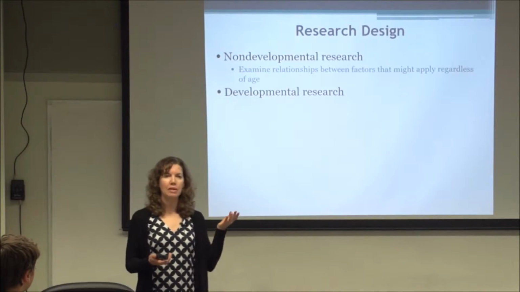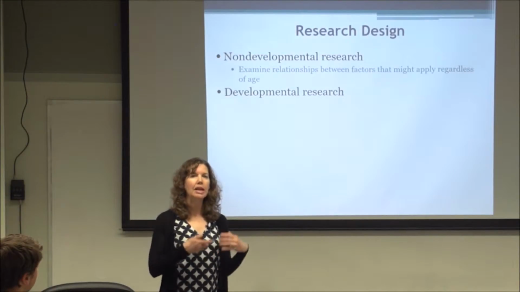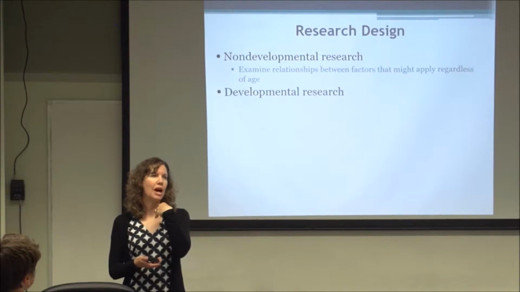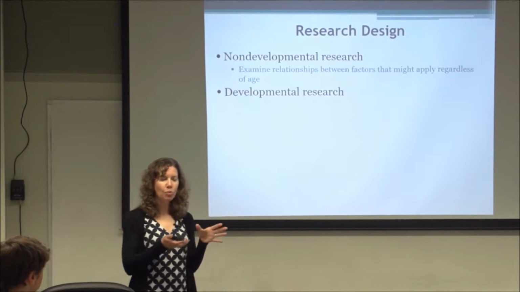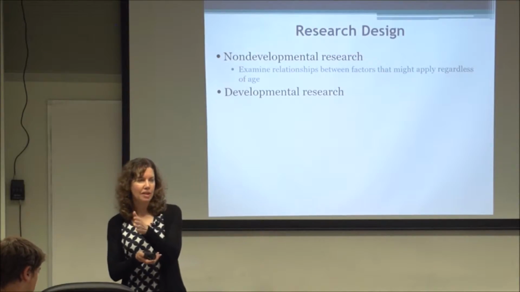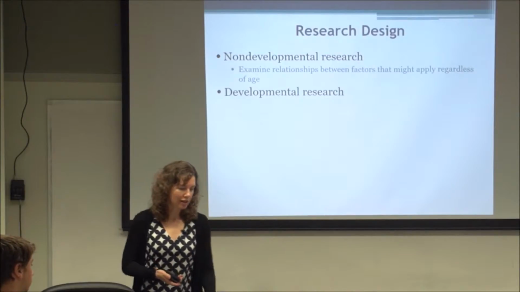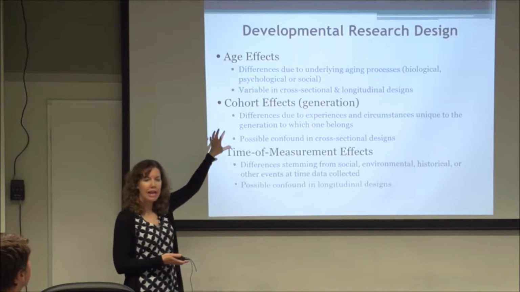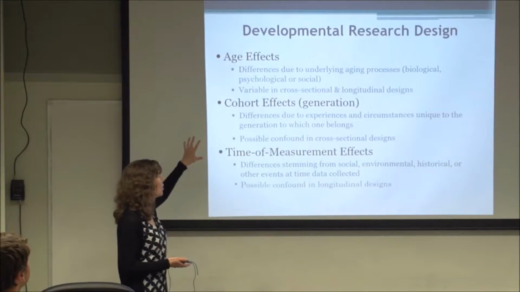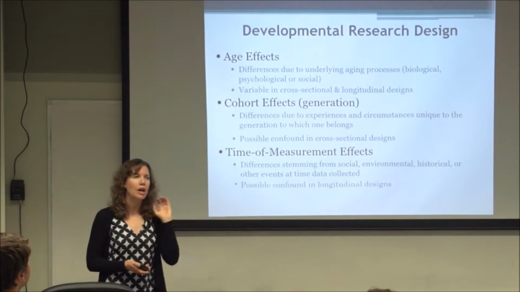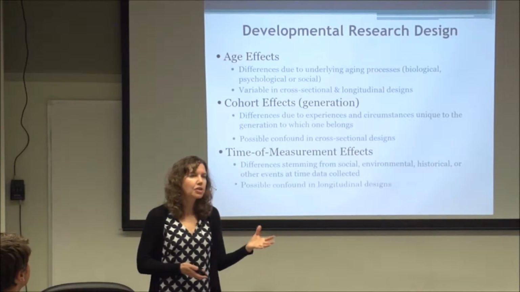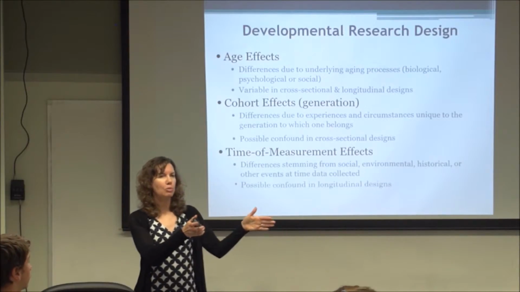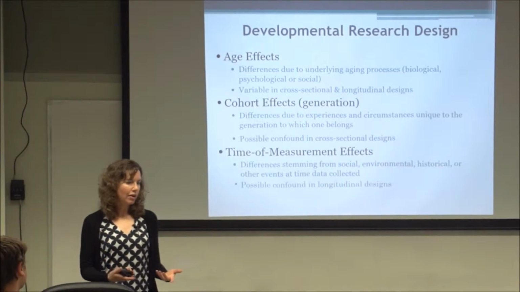But we could change it into something that's more developmental and say those people who are engaging in brain health behaviors now, 15 years later, are they going to have better cognition? Okay, so there we're interested in how the aging process actually affects our data. And that's part of the developmental research design, trying to get at the age effects. So we want to know, are the differences due to some sort of underlying aging process? It could be the biological changes, the psychological changes, the social changes, but really, can we say that the process of aging itself is affecting our outcomes?